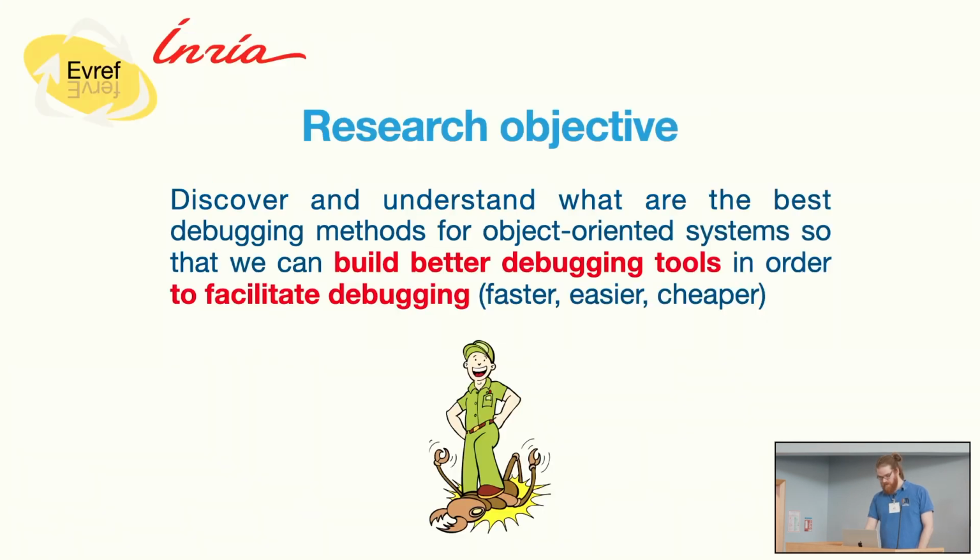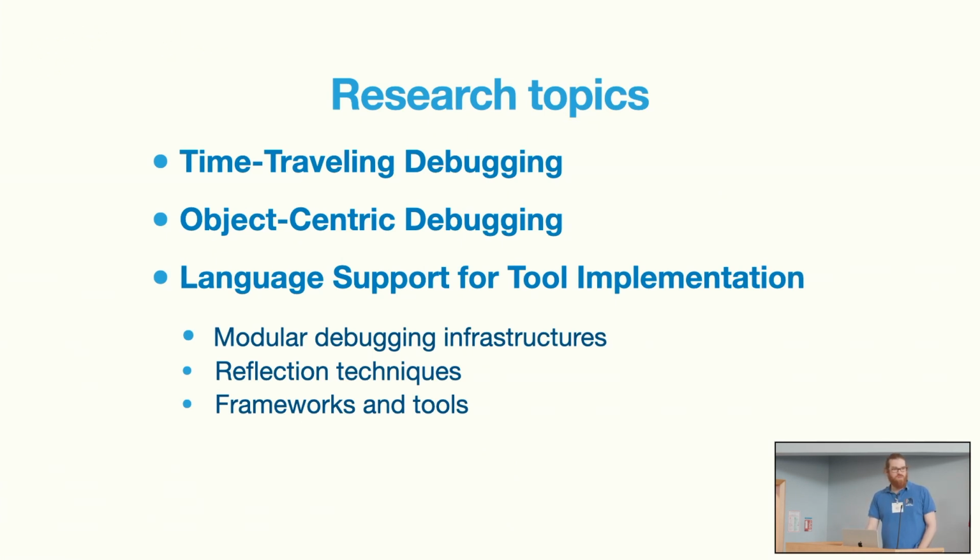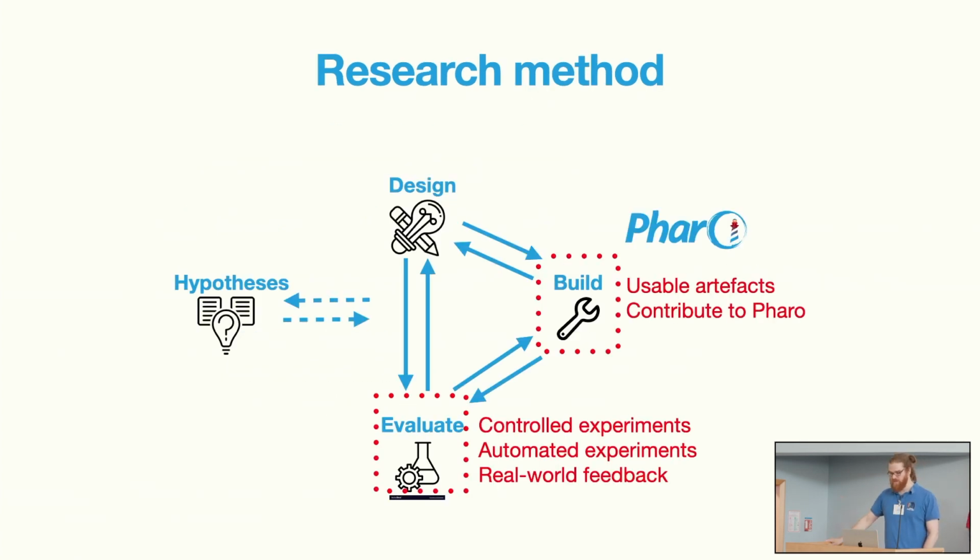So we are doing research, and basically we want to build better debugging tools and give them to you. So that's why we work on the debugger. What we work on is globally that we are interested in exploring time-traveling and object-centric debuggers and everything that we need on the language level to build those debuggers. For example, reflection.